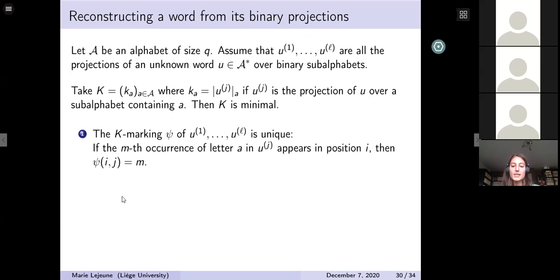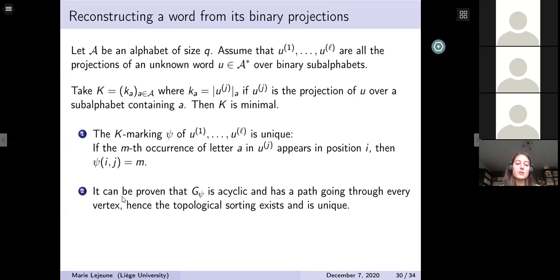It's really easy. I have to look at all these words and just enumerate the occurrences of any letter, counting it from 1 to the total number of occurrences of the letter. We will see in the example just afterwards. And then the second part is that, okay, I have the K marking, which is unique, but it still remains to verify that the associated graph is acyclic, so admits a topological sorting, and that this topological sorting is unique.